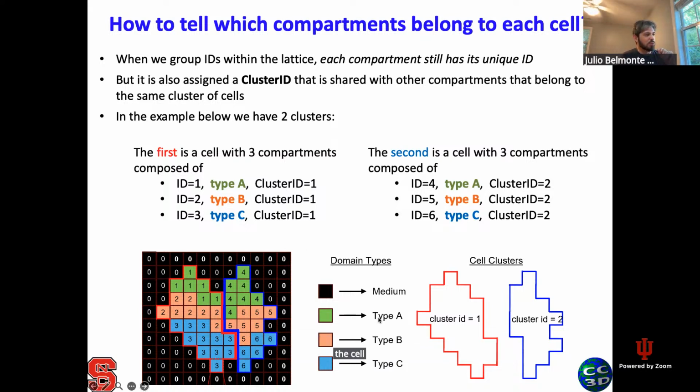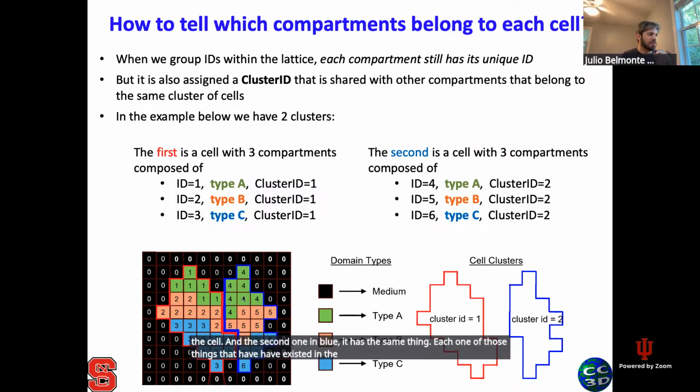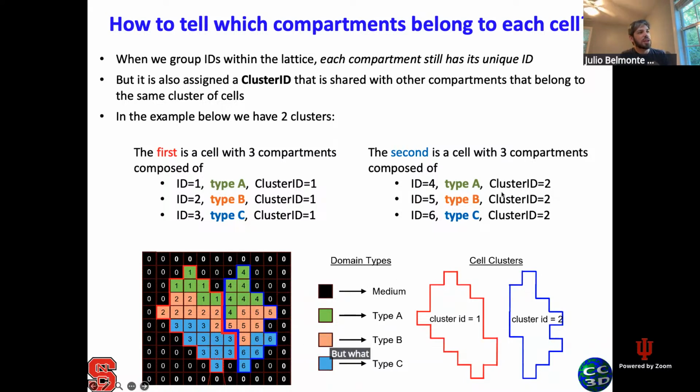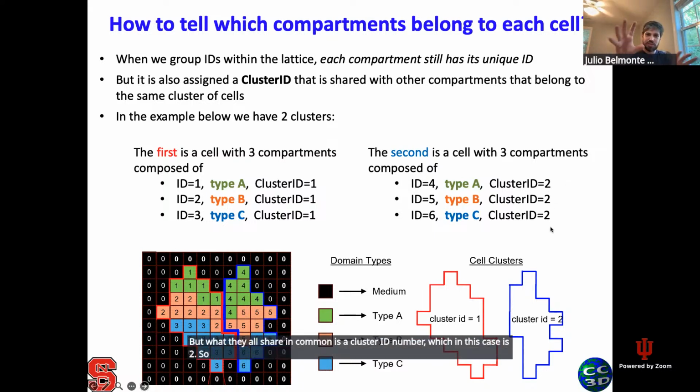And the second one in blue has the same thing. Each one of those things that exist in the grid has its own unique cell ID: 4, 5, 6. On top of that, they have different types, so these have type A, type B, type C. But what they all share in common is a cluster ID number, which in this case is 2. So that's how you define those two to actually belong to different cells and not belong to the same cell.